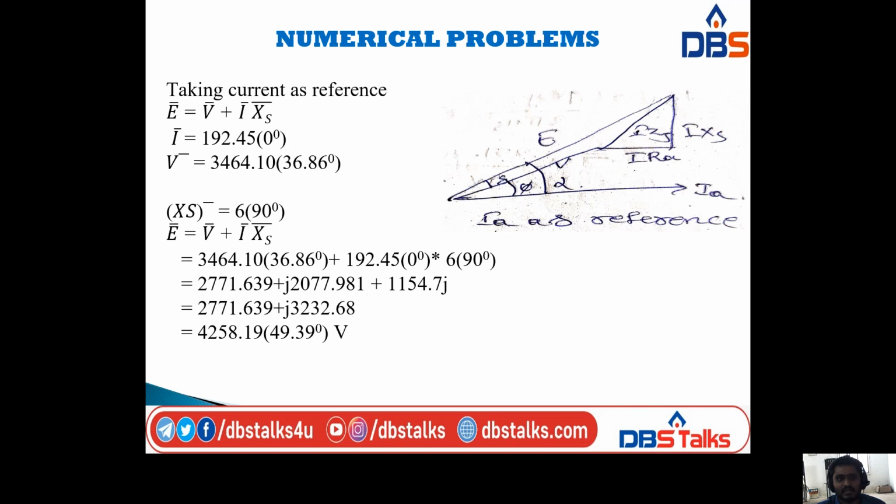These two are in polar form, so convert this into rectangular form. We have 1154.7 j in rectangular form. Next we simplify: we have 2771.639 plus j 3232.68, which is in rectangular form. Converting this into polar form, we have 4258.19 at an angle of 49.39 degrees. This is the E bar value.